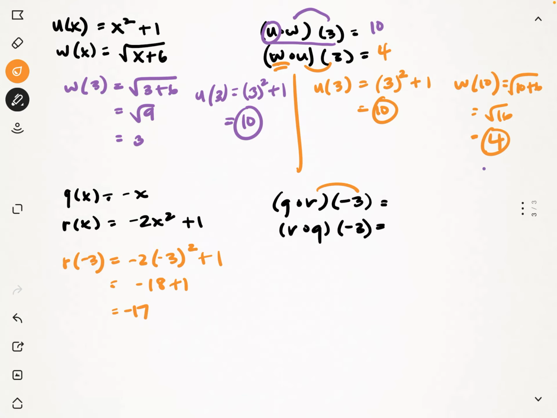We're going to take that whole thing and plug it into q now. So, oops, that's an r, not a q. q of negative 17 equals negative negative 17, which is 17.